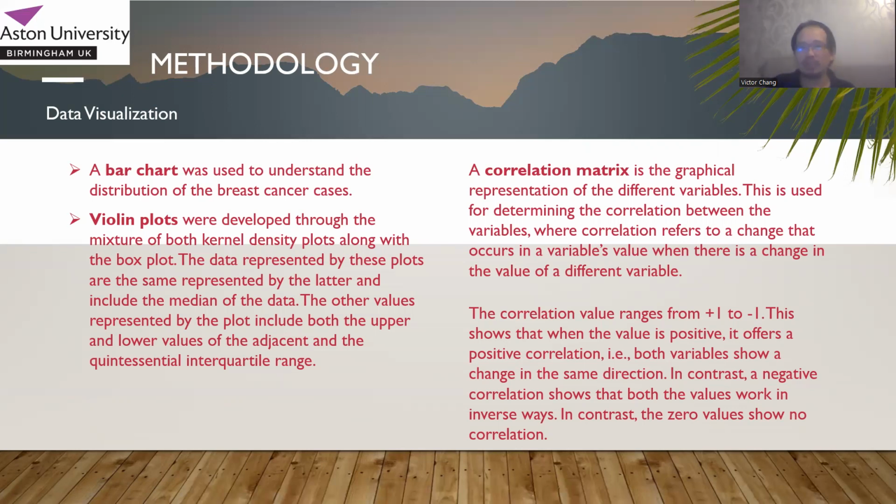Also, we have the correlation matrix. It's a graphical representation of different variables. It is used for determining the correlation between the variables, where correlation refers to a change that occurs in a variable's value when there is a change in the value of a different variable. The correlation value ranges between +1 and -1. When the value is positive, it is a positive correlation, and both variables change in the same direction. In contrast, a negative correlation shows that the values work in an inverse way. And a zero value shows no correlation.